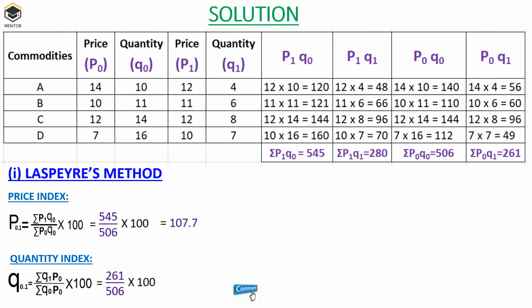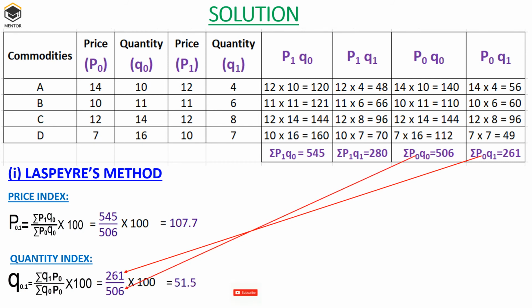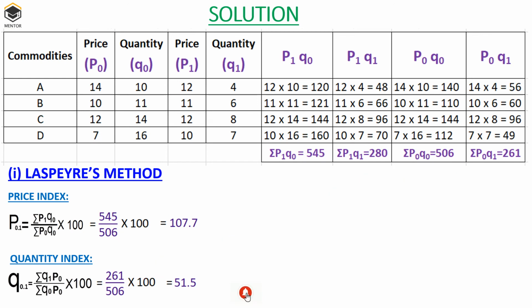107.7. In the same way, the quantity index. Q1 P0 divided by Q0 P0 into 100. So here the values I will have are 261 divided by 506. If I do the calculation, I will have 51.5. So these are my price index and quantity index under the Laspeyres method.